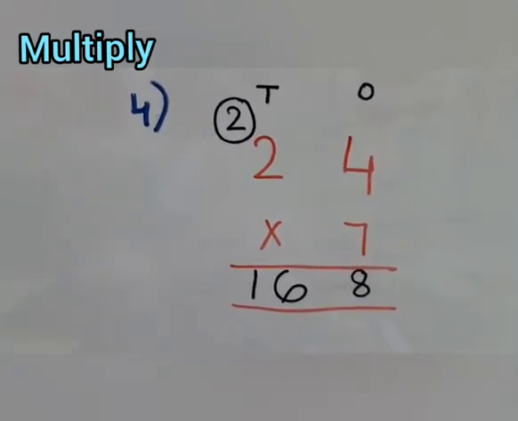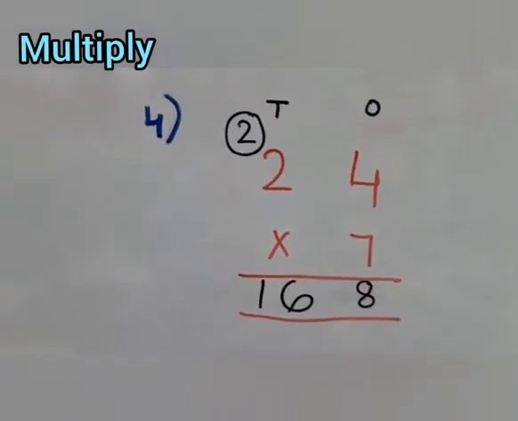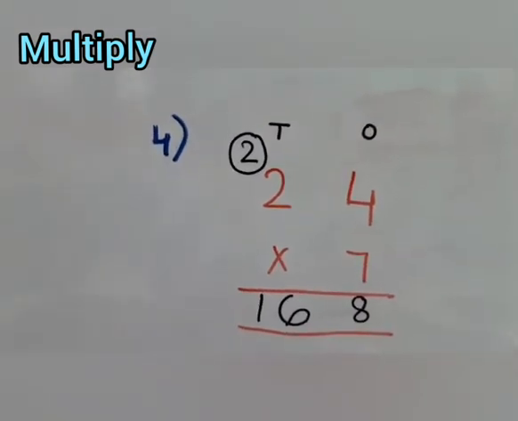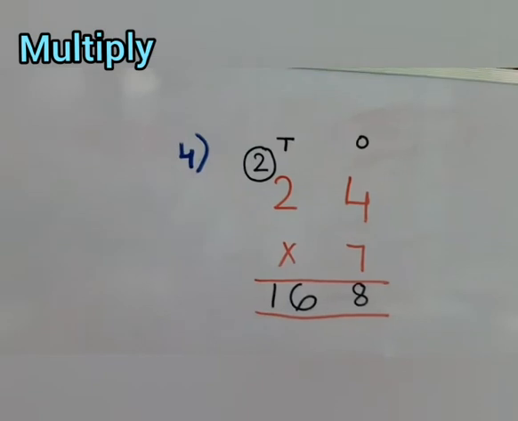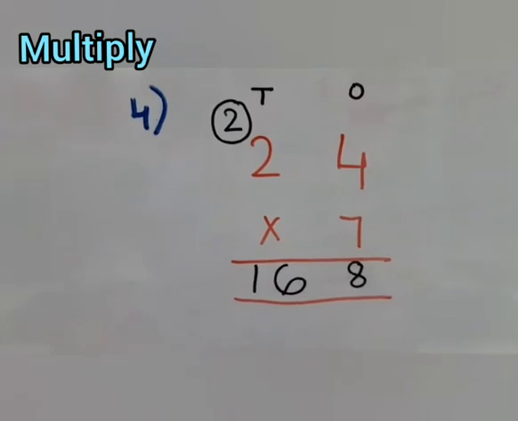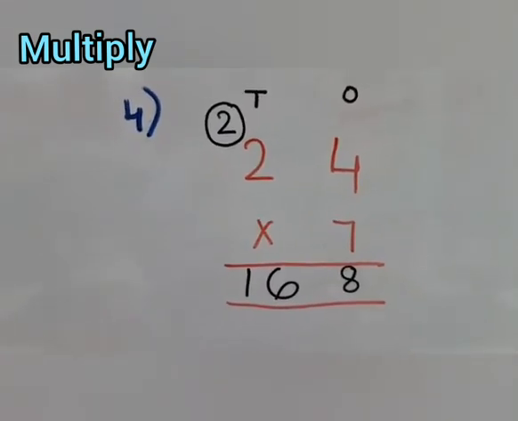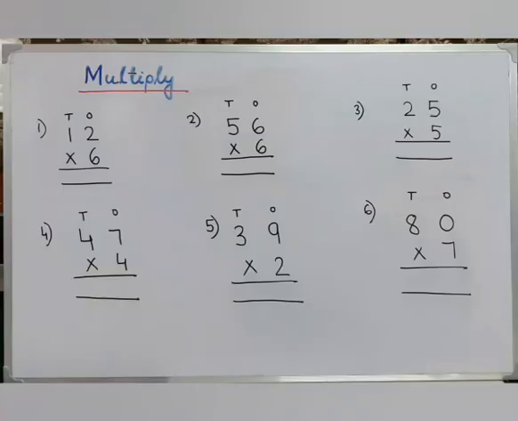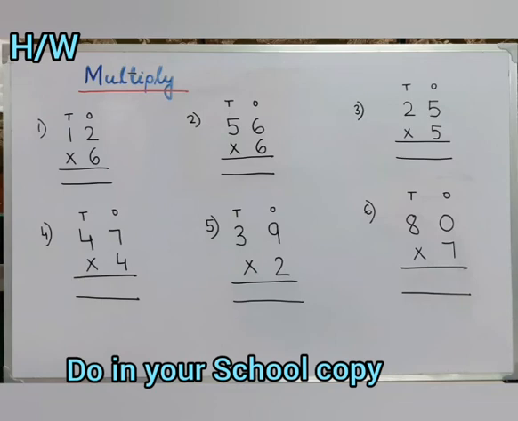So children, you have understood multiplication of 2-digit numbers with regrouping or by carrying. Now you have to do all these sums in your school copy, and also do the homework that will be given in this video. Okay, student? Now students, see, this is your homework. This you will do in your school copy. Very neatly you have to do it, and also don't forget to give margins.